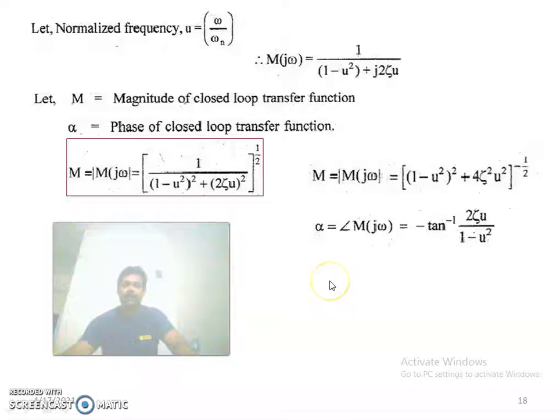Now we are going to calculate the angle. Angle is nothing but tan inverse of b by a. Since the expression is in the denominator, you have to put a minus. So it is minus tan inverse of 2 zeta u divided by 1 minus u square. This is nothing but the angle or phase.